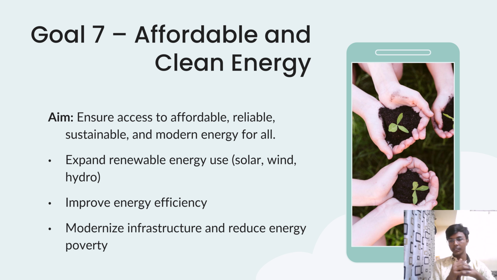And improve energy efficiency. Yes, we have to improve energy efficiency. We need more power and longer duration, and modernization in infrastructure, and reduce energy poverty. Modernization in infrastructure means that nowadays AI is the main thing we use in modernization. And reduce energy poverty, like poverty should not be there in our energy. We should not make that.